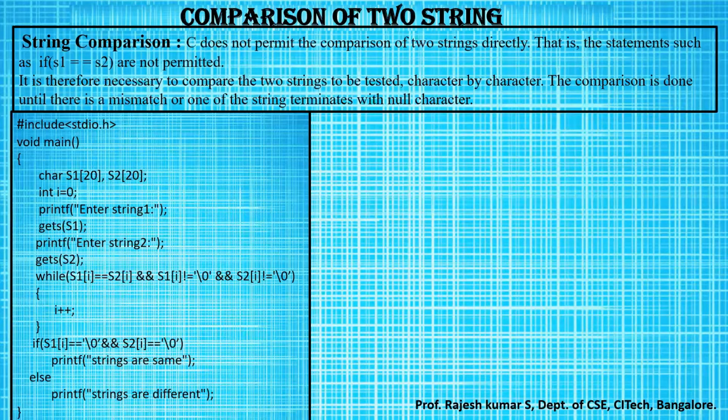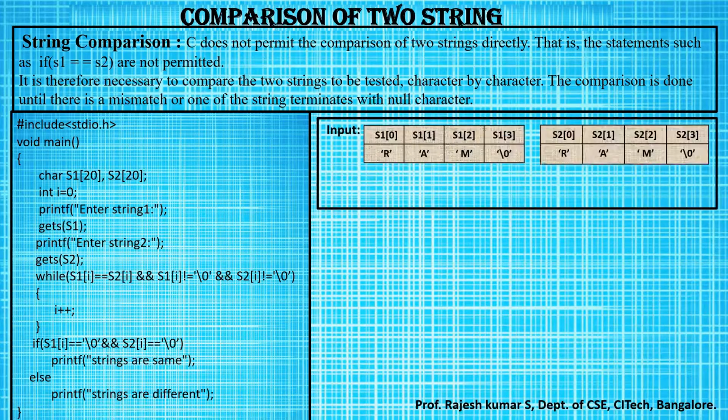Now going to the next program, comparing two strings. How do we compare the two strings? Is it possible to compare the two strings directly? No, it is not possible to compare the two strings directly. Like I've written a statement here, if S1 double equals S2, no, it is not permitted. When you're comparing two strings, it is not permitted directly like this. But how do we compare it?